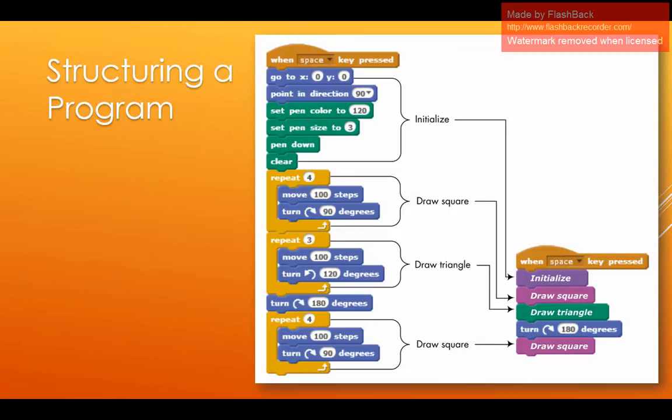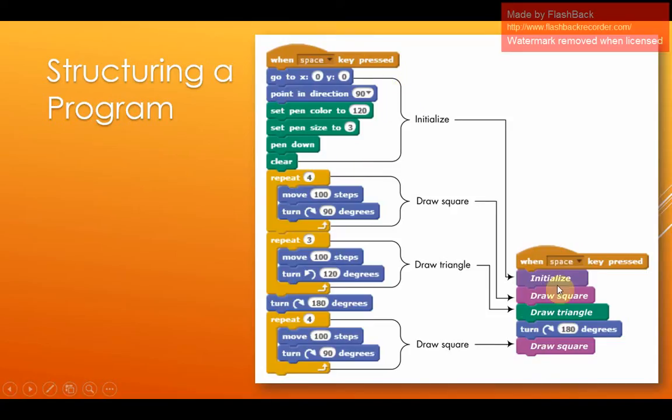Alright, so how do we structure a program? Okay, if you look at the left here, we have a program that draws a couple of shapes. Okay, in the beginning we do what we call initialization. Initialization is where we set things up. So we set the sprite to start off at 0, 0 in the middle of the screen. We give it an initial direction, which is pointing to the right. We set the initial pen color, the pen size, we put the pen down, and then we clear whatever has been drawn before. All of this is initialization.